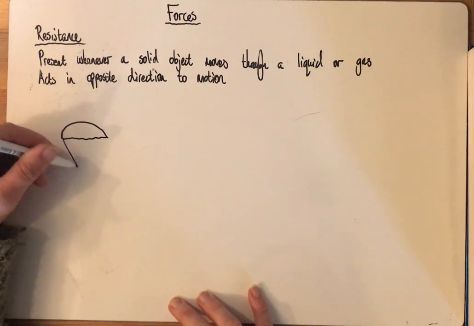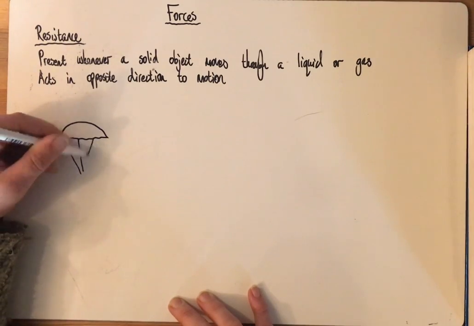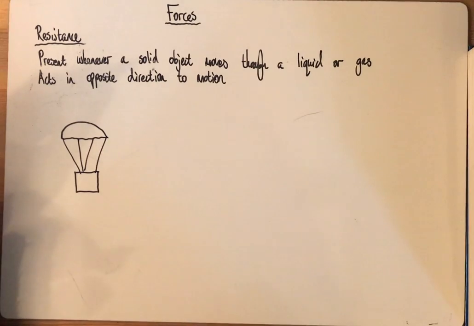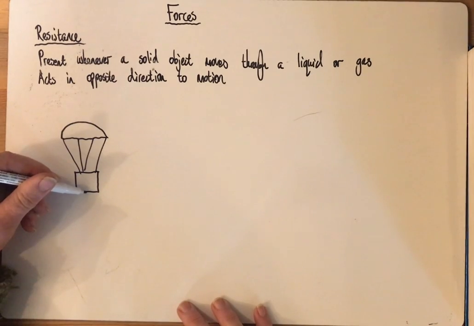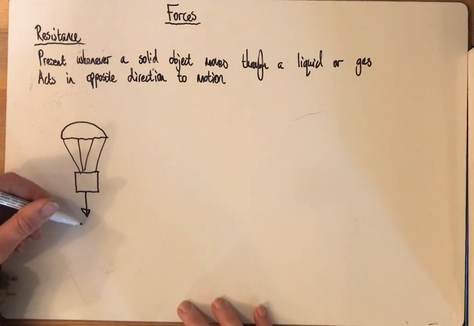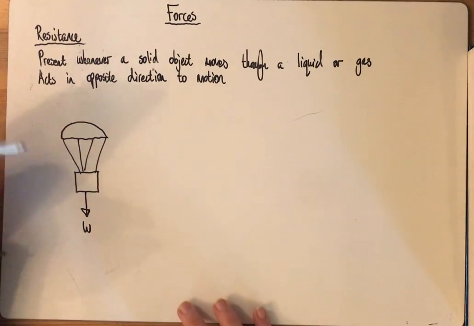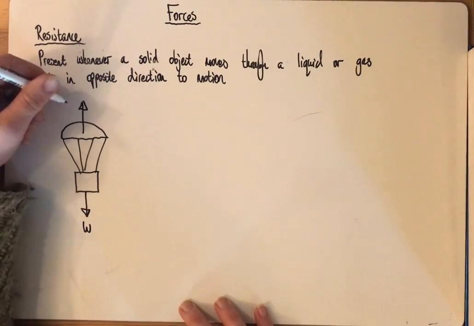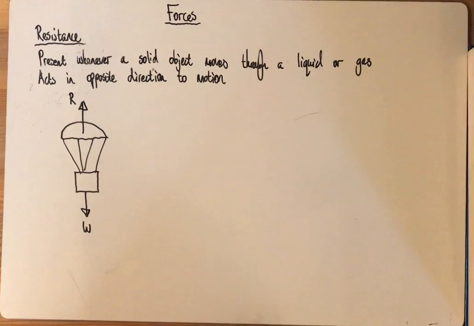So as an example, I've got a parachute and a basket. And if you consider the forces acting on the parachute as it falls downwards as a whole, we've got the weight coming down, and then there's a resistive force acting upwards. So that's due to air resistance. Obviously for a parachute it's quite a bit of air resistance.